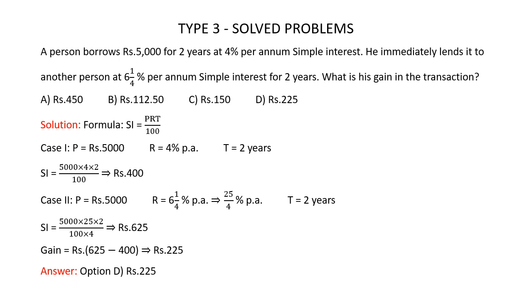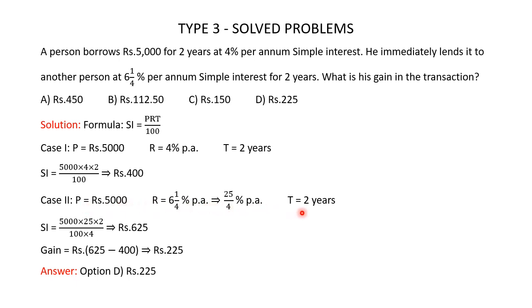Moving on to case 2, it's given that the person borrows rupees 5,000 and then he immediately lends it to another person. That is, he immediately lends the 5,000 rupees to another person. So in case 2 also principal is rupees 5,000. It's given that rate of interest is 6 1 by 4% per annum, which is nothing but 25 by 4% per annum. It's given that time is 2 years.